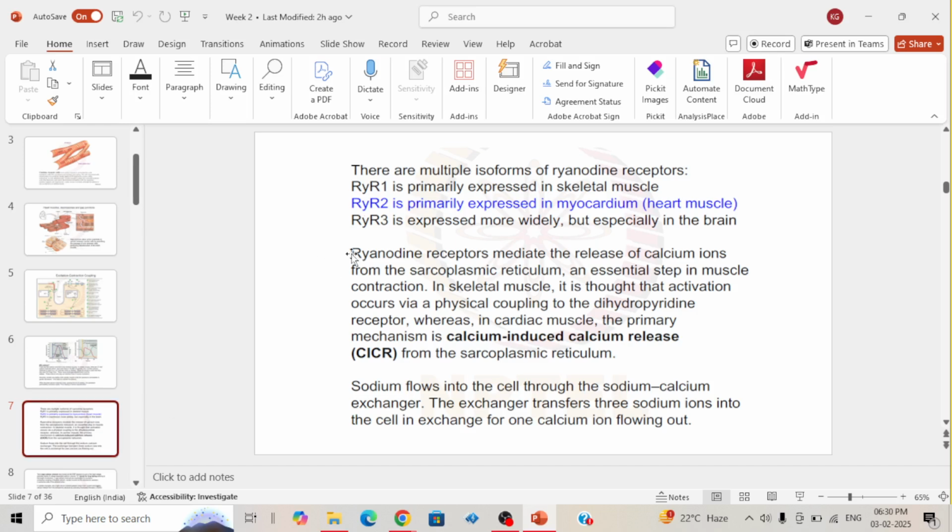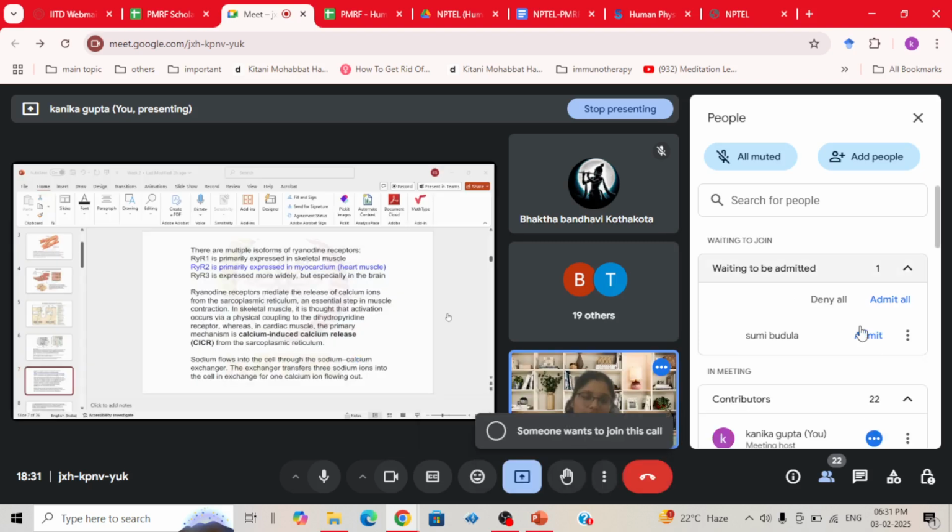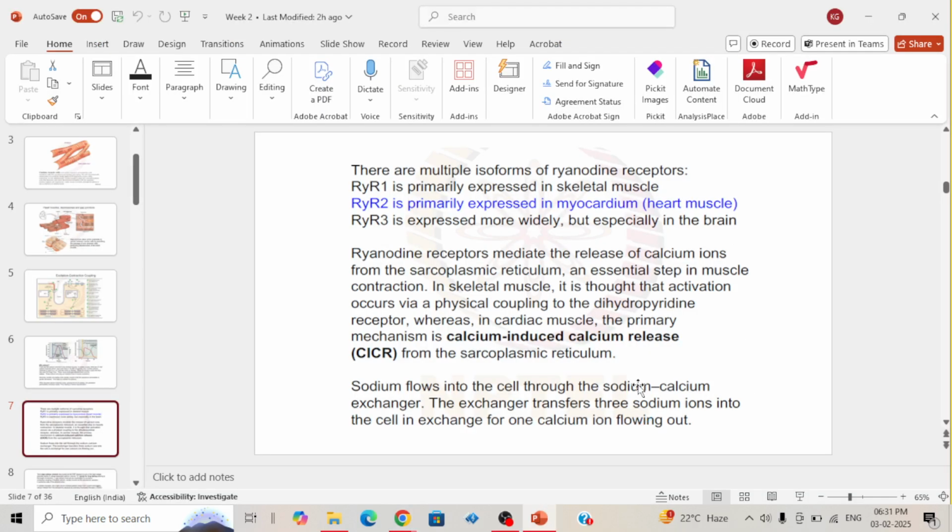Okay, as I told you, ryanodine receptor 1 is primarily expressed in skeletal muscles, and ryanodine receptor 2 is primarily expressed in myocardium, that is, heart muscles. As I told you, cardiac muscles. Ryanodine receptors mediate, as I told you earlier, the release of calcium ions from the sarcoplasmic reticulum, an essential step in muscle contraction.